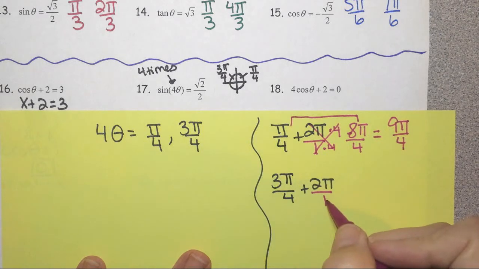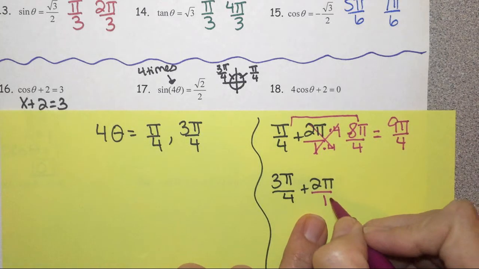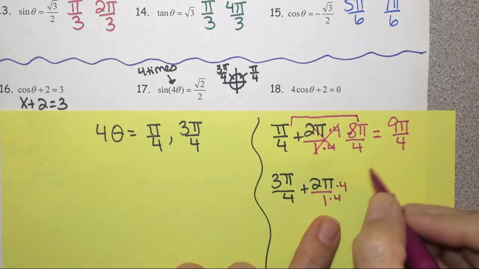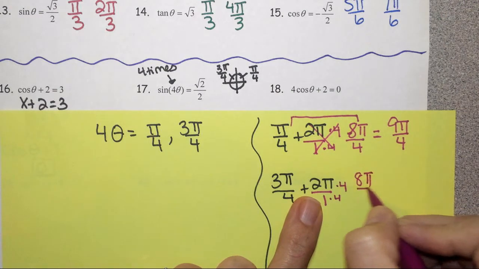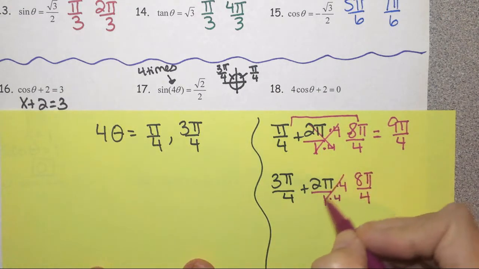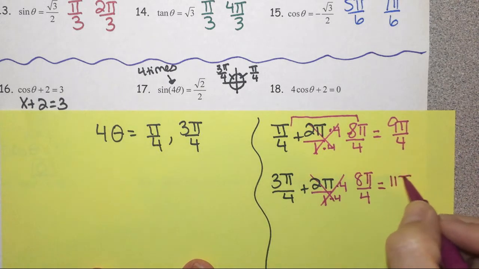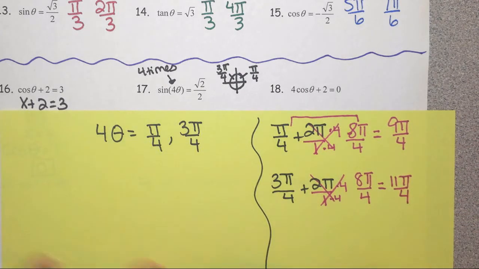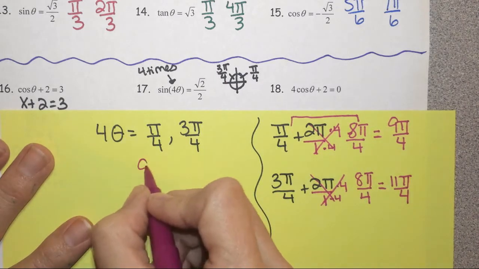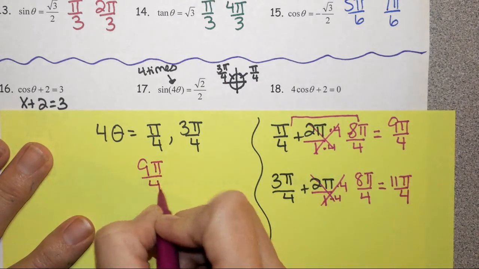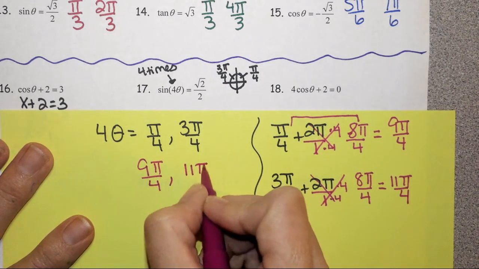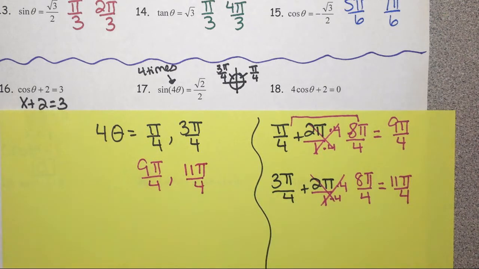I'm going to do the same thing down here. I'm going to get a common denominator by multiplying top and bottom by 4. So 2 pi is going to change to 8 pi over 4. I'm going to add the tops, 8, 9, 10, 11 pi over 4. So I have 2 more answers because I went around 2 times so far. Okay? I'm going to go around again.